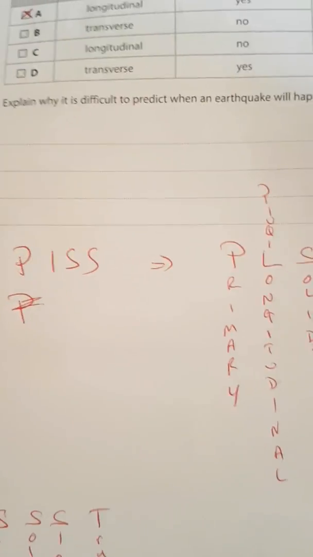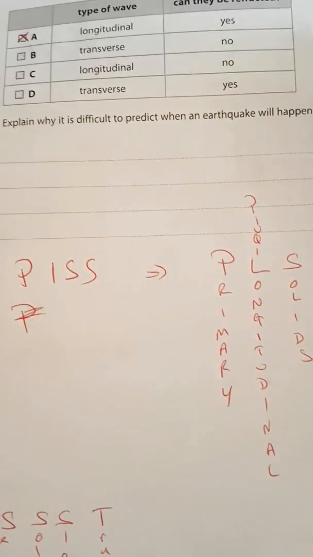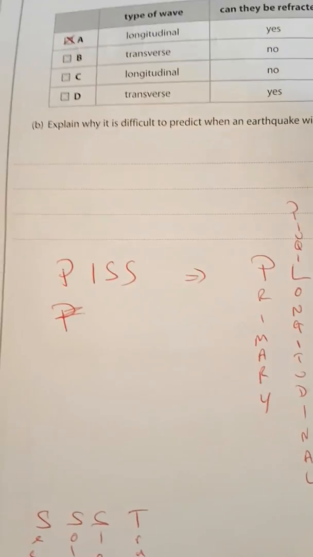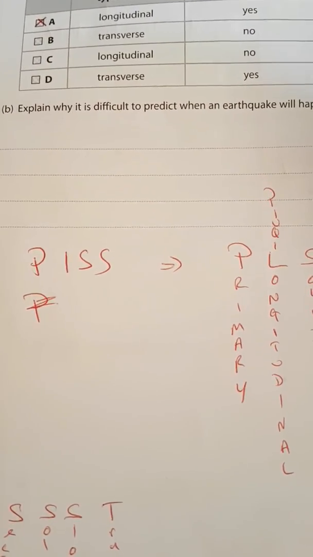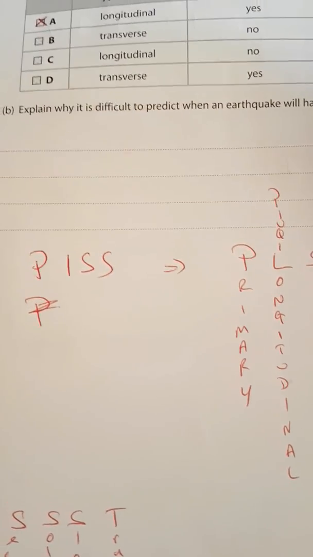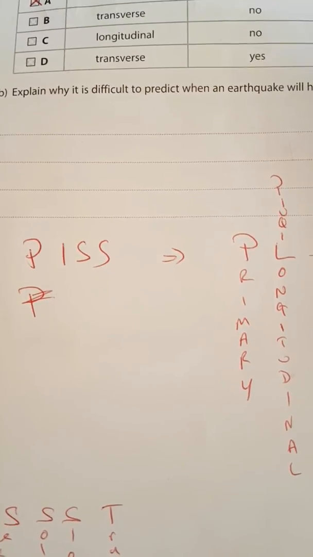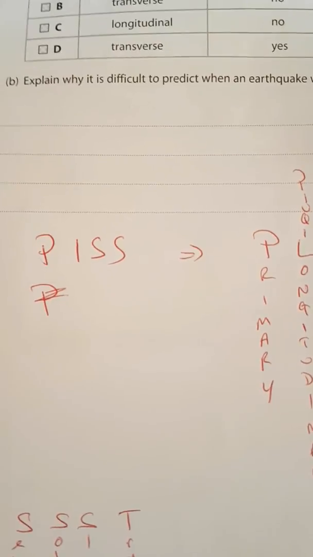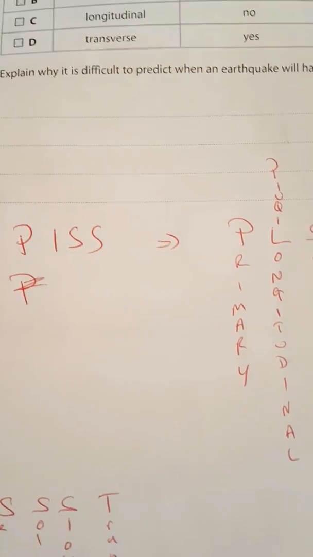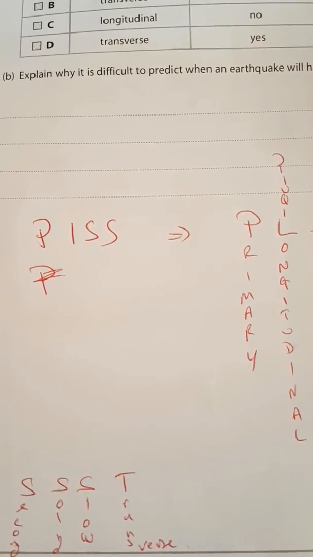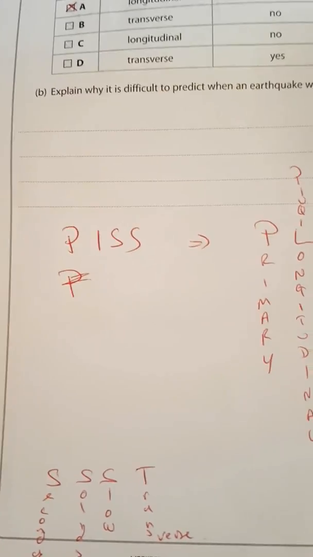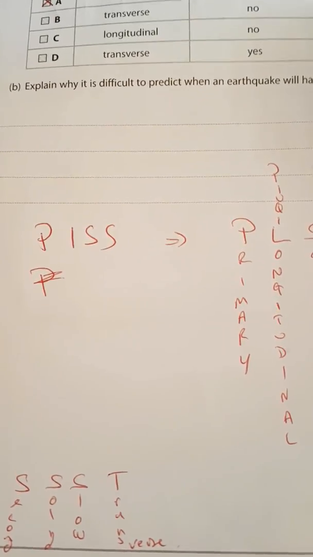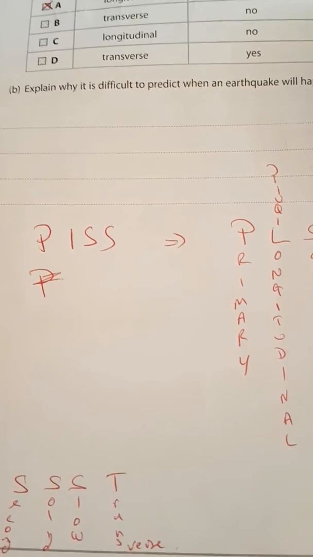The next question is, why is it difficult to predict earthquakes? Number one, you can't see the tectonic plates, so you can't see the movement of the tectonic plates. Number two, it's difficult to predict exactly when they will move. And number three, you can't see the convection currents occurring in the mantle, so again, it's difficult to see. Pause the video, have a go at the next question, and I'll see you there.